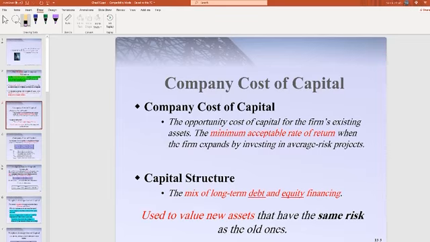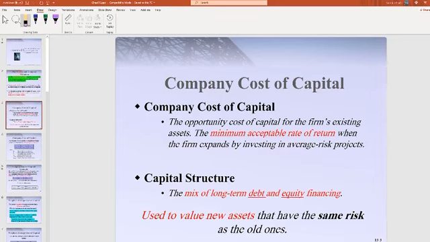Now we will talk about capital structure. When we hear this word, capital structure, this means the mix of long-term debt and equity financing. This is the main source. Okay, we have debt and equity. Examples of debt financing are long-term loans and bonds. For equity, we have common shares and we have preferred shares or preference shares.